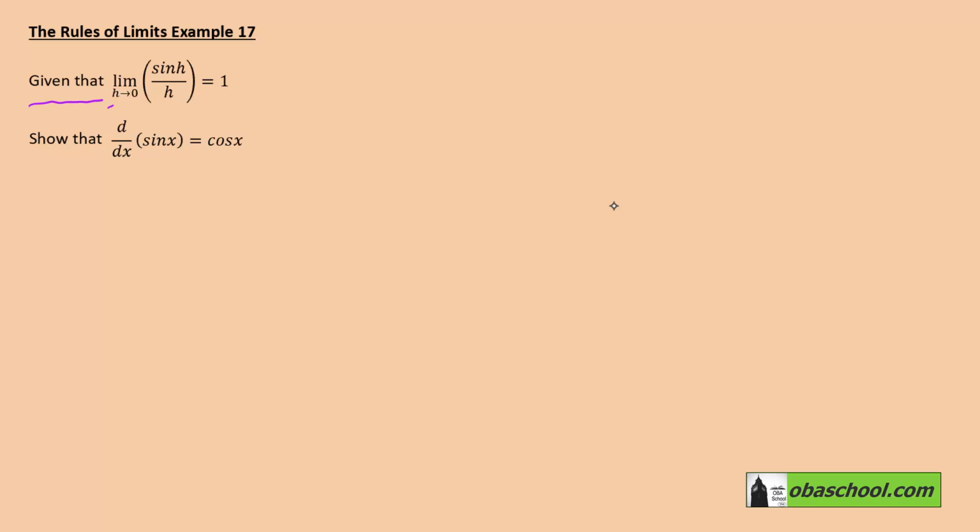Given that the limit as h tends to 0 of sine h over h is equal to 1, we want to show that d/dx of sine x is equal to cos x.